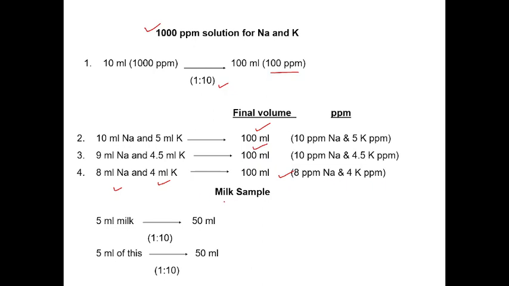So for the milk sample, you take 5 ml of milk and make up the volume to 50 ml. Again from this you take 5 ml and make up the volume to 50 ml. So the total dilution will be 1 by 100.